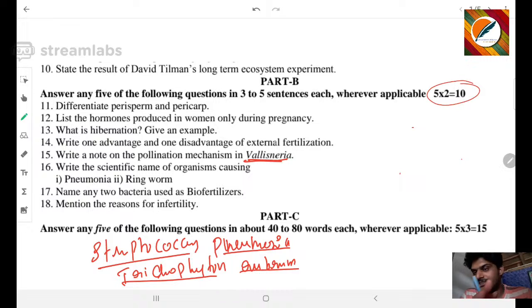So this particular example you have come across in your lab. You have seen the structure. This is the fungi, and this is the bacteria, right? So respectively, these are causing ringworm and pneumonia.